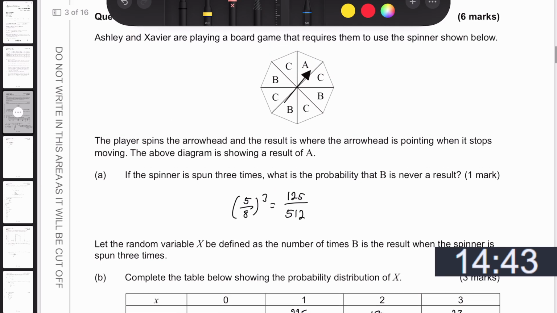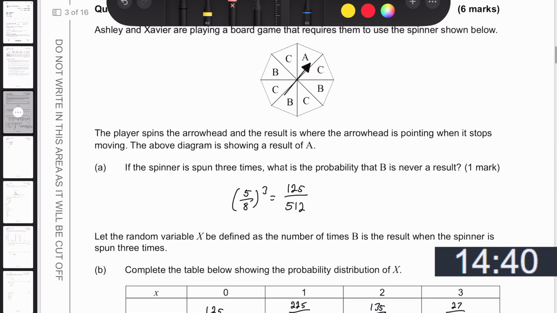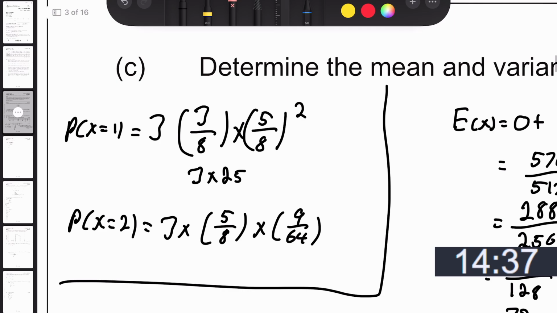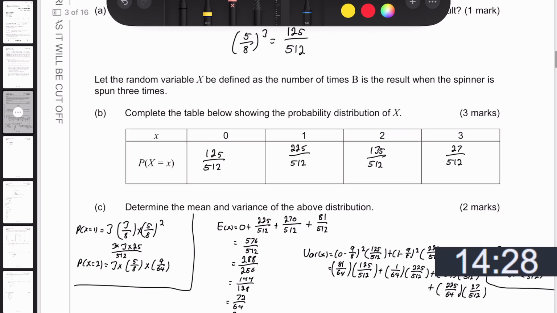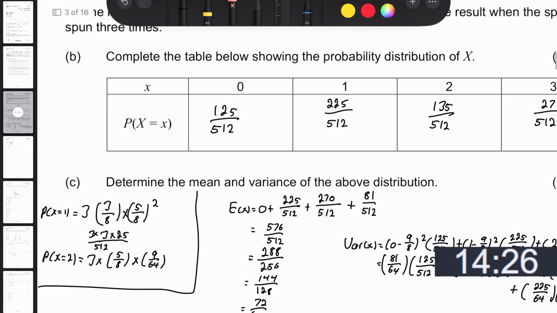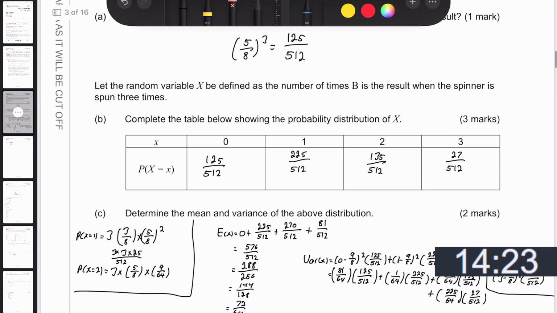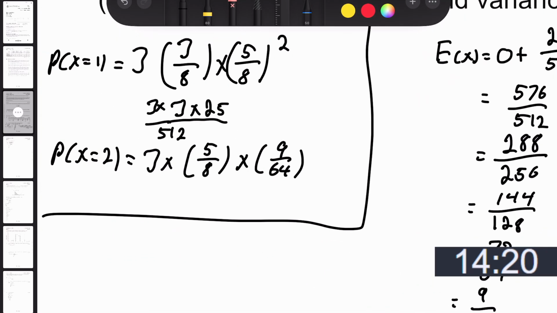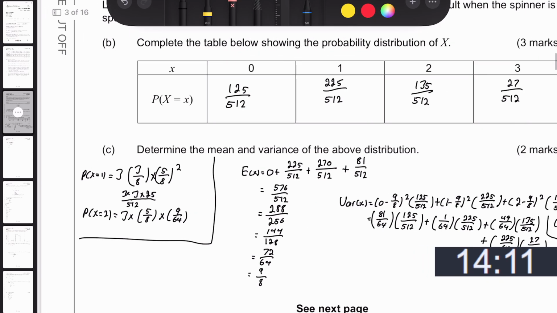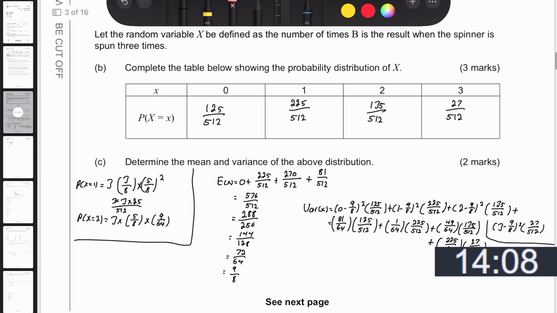25. 1 is 3 times 3 on 8 times 5 on 8, on 5 on 12. So 75 times 3 is 110 and 15. Okay. If x equals 2 is going to be 3 times 5 on 8. So that's going to be 45 times 360. Sorry, 15 times 9. 15 times 9 is 90. And 45 is 135. 512.